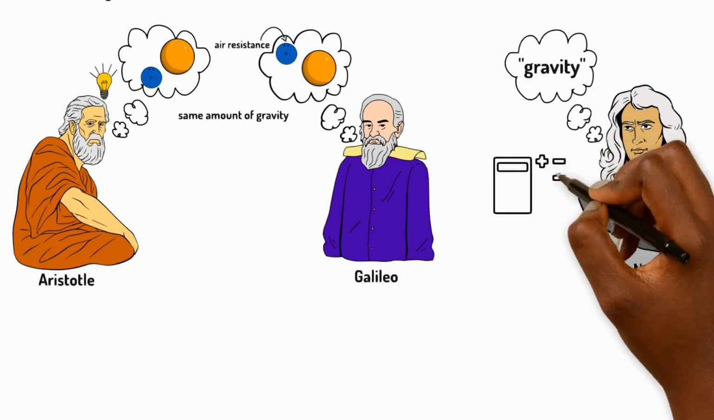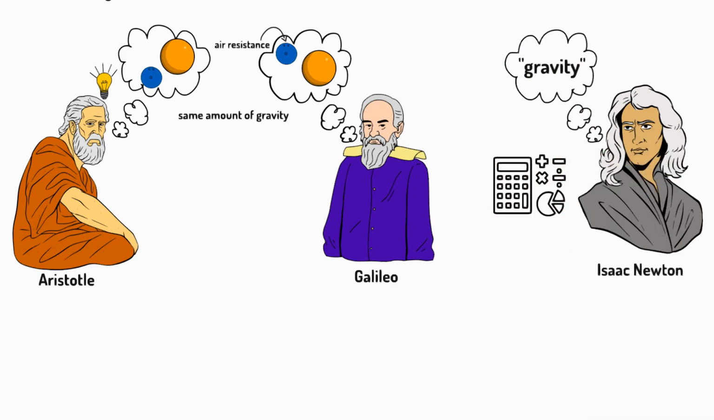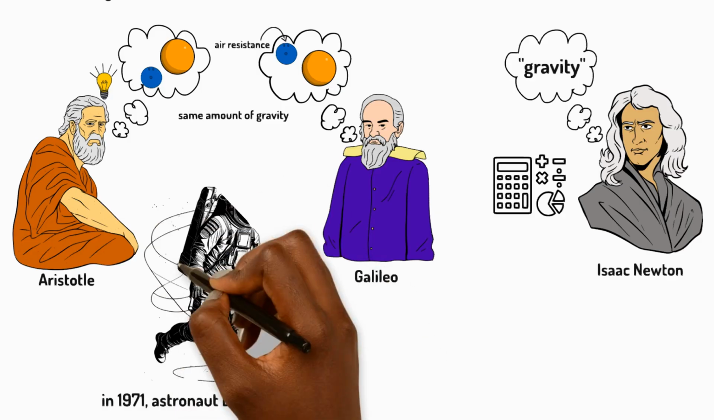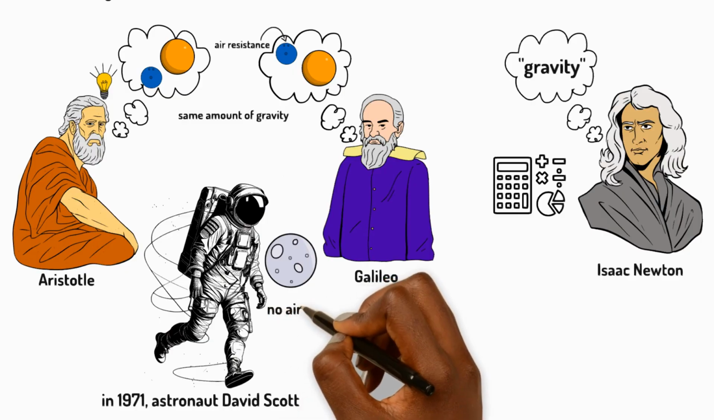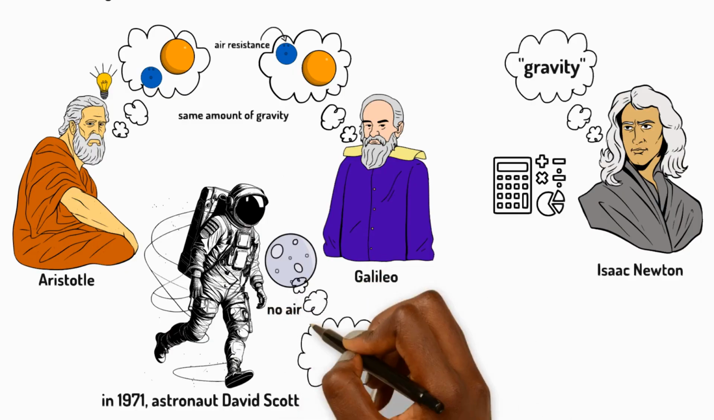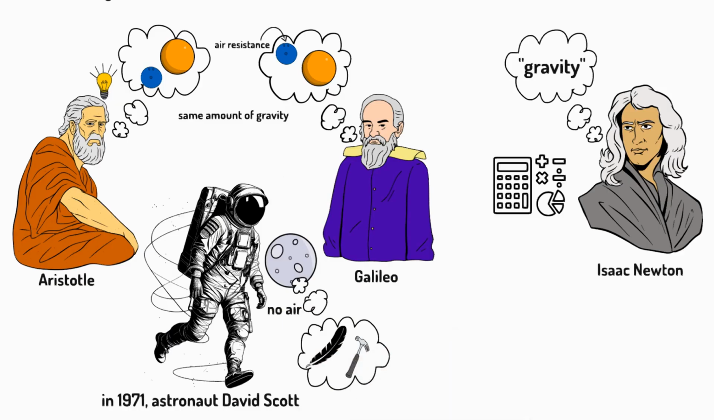In 1971, astronaut David Scott proved Galileo's earlier theory. The Moon has no air, so no air resistance. And when he dropped a feather and a hammer, they both fell at the same speed. This proved that gravity affected heavy and light objects the same.